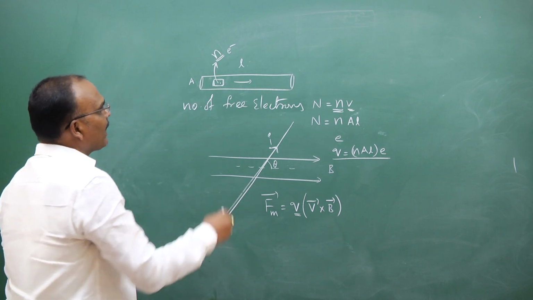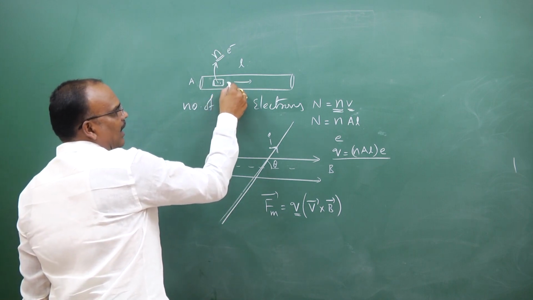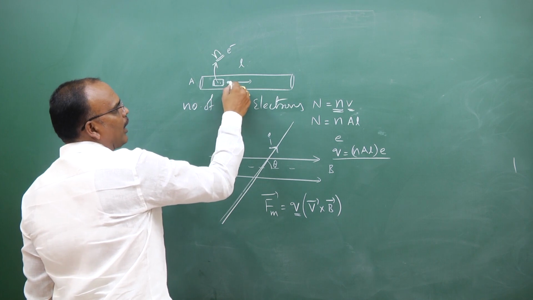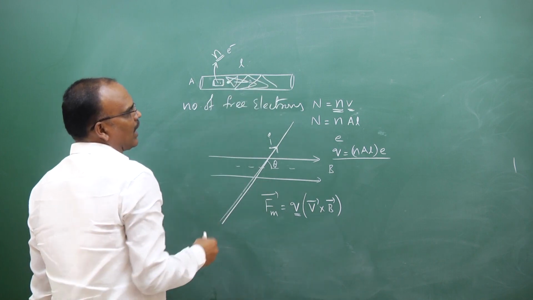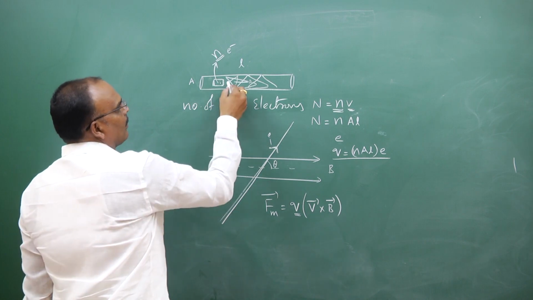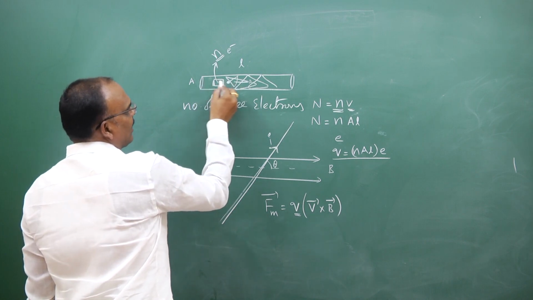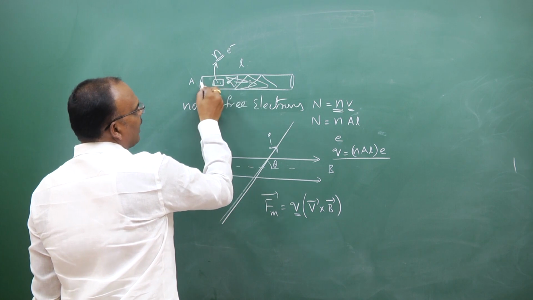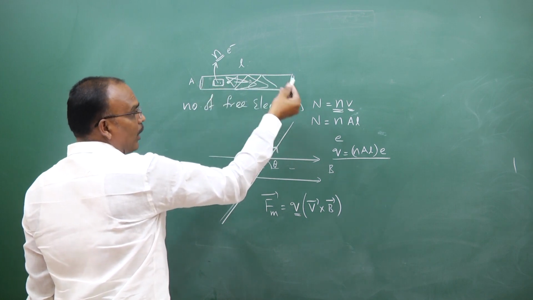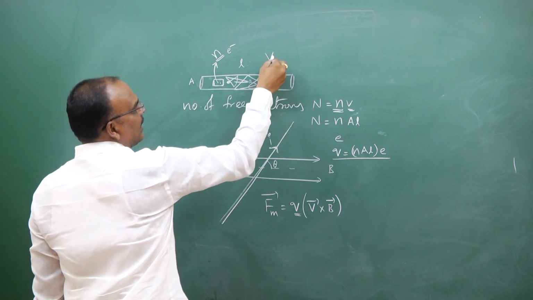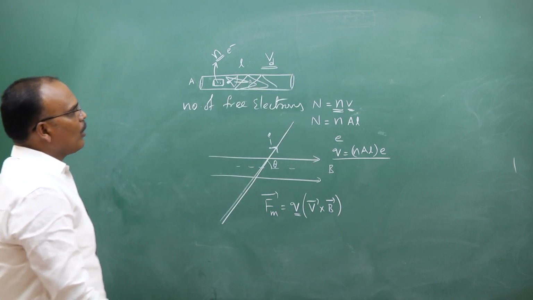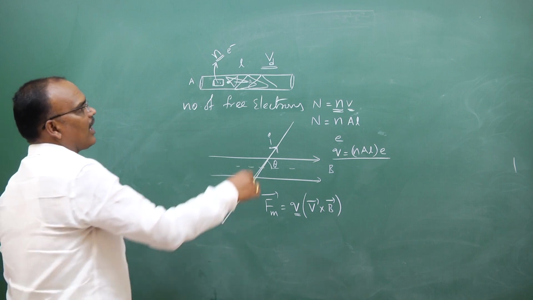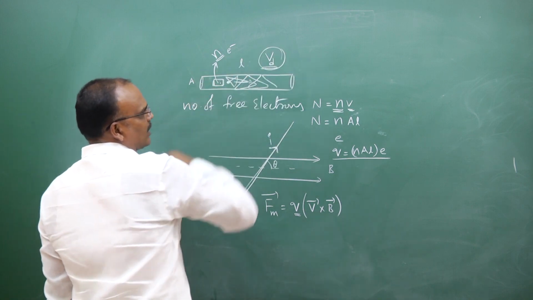But in this conductor, electrons are going to move in a random motion. They move in a random motion, but the displacement of the electron from one end to the other end is going to be represented with drift velocity. That is going to be represented with drift velocity. This is very, very important.